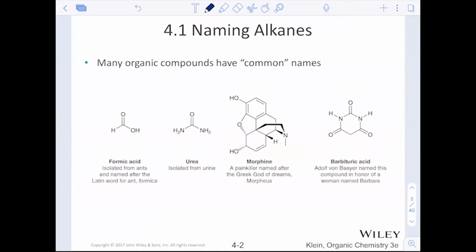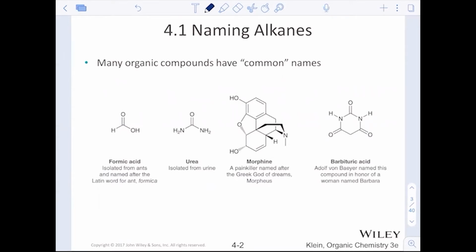We use a lot of common names in chemistry pretty much because organic chemistry is relatively new when we think about the depth of science and the history of science. Many organic compounds have common names. Formic acid, this first one on the left, ants actually produce formic acid within them. And so when this compound was isolated from ants, they named it formic acid because of the Latin word for ant, which is formica.